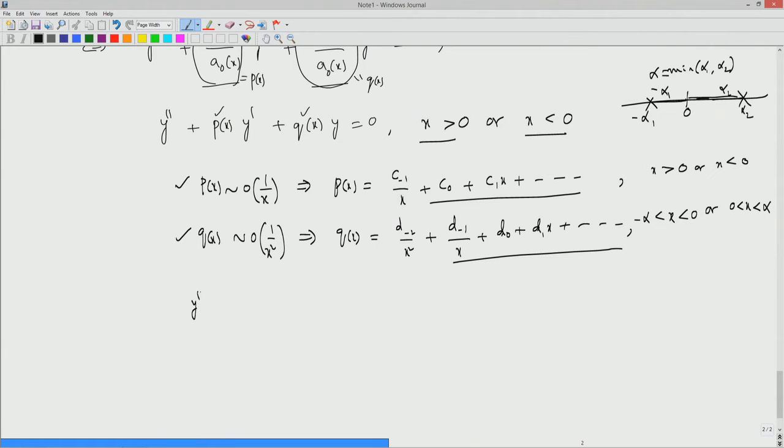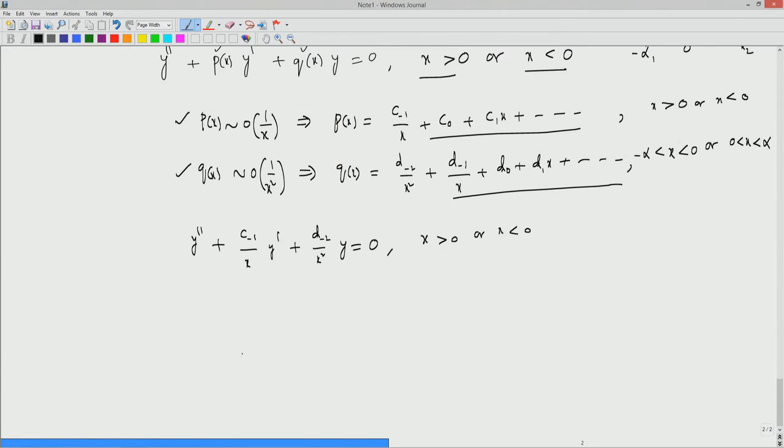Then what you have is y'' plus c_{-1}/x y' plus d_{-2}/x squared y equal to 0. This is exactly the Cauchy-Euler equation. So, what are the solutions? You know that the solutions are those of the Euler-Cauchy equation, which you have studied already.